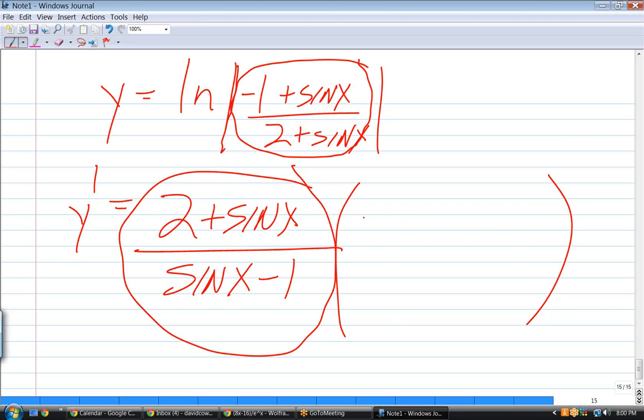Well, this is negative 1 plus sine x, right? And then over... Yeah, I turn the negative 1 plus sine x into sine x minus 1. It's the same thing. I'd rather not have negative in front of stuff if I don't need it. So now I have to take the derivative of that quotient.